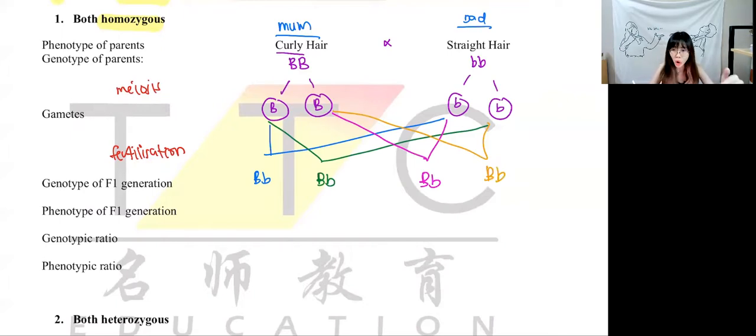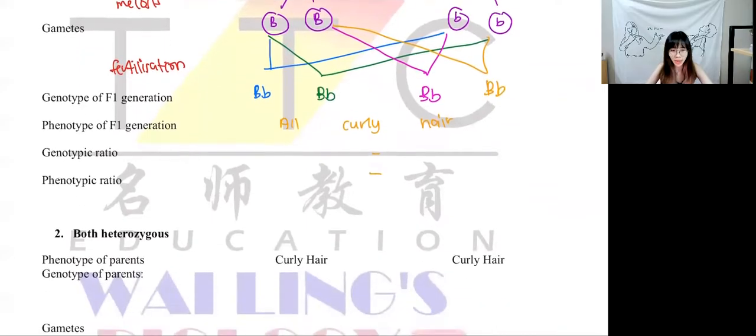Again, when you have a dominant, we always need to follow the dominant characteristic. Big B, small b means they are curly hair. So over here, you can write all curly hair. All of them have curly hair. They have no ratio because they are all the same. So this is the first one.